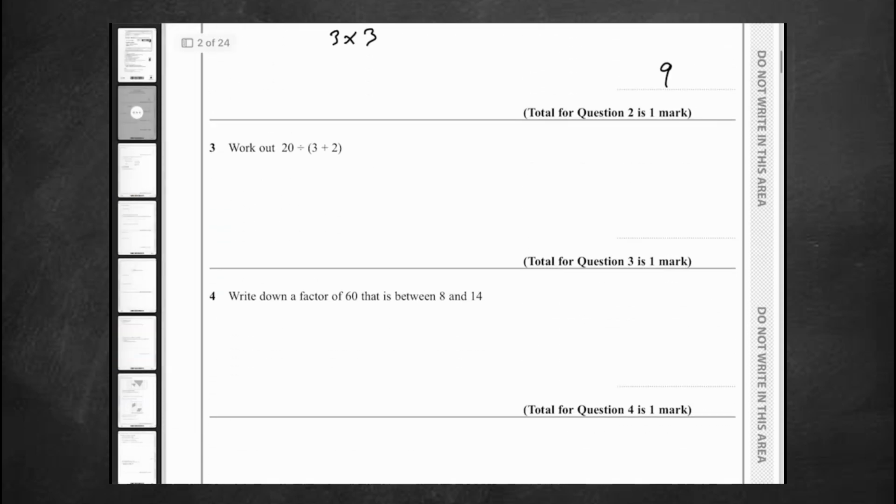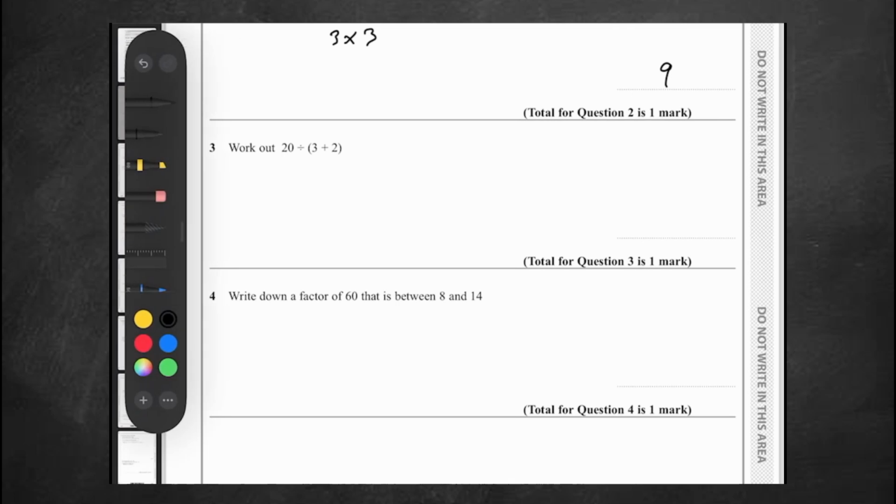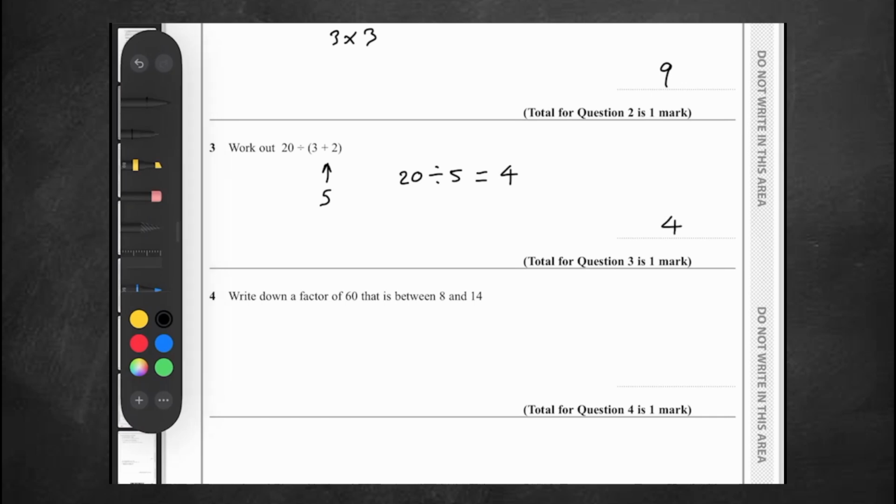Question 3, work out 20 divided by (3 plus 2). So we just have to do the 3 plus 2 first, which is 5. So we need to do 20 divided by 5, and that's because the 3 plus 2 is in the brackets, so we need to work out that section first. And our answer is 4.